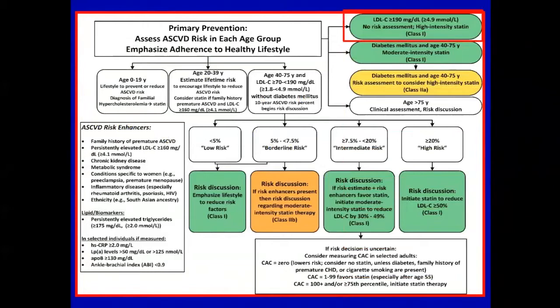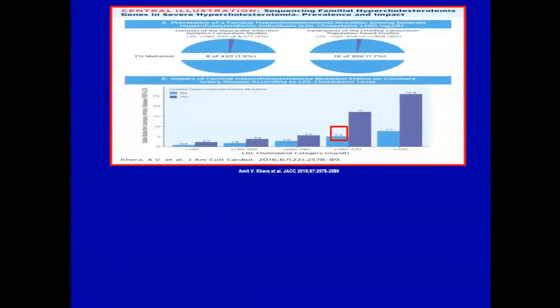Remember, the mean levels of LDL cholesterol in the US population right now are about 120 milligrams per deciliter with very, very small standard deviations. When you go above 160 of LDL cholesterol, you're already in the top 20-30% of the population. Above 190, you're in the top 5% of the population, whether you have familial hypercholesterolemia or not. And I wanted to show you this because we all miss this.